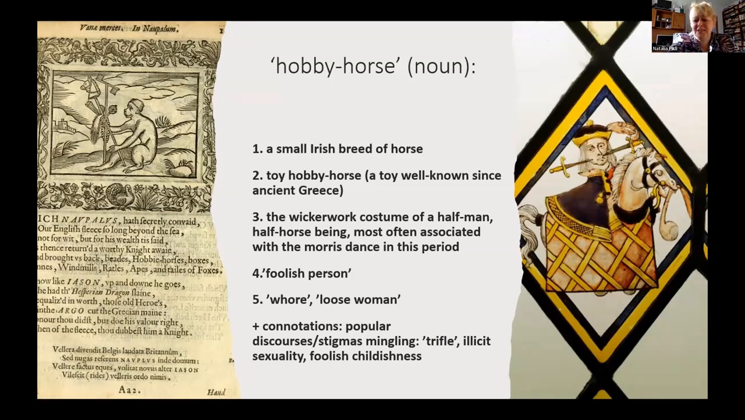And the picture that you can see to the right-hand side comes from the Batley window, one of the two contemporary depictions of the hobby horse. But it could also refer to a fool or a foolish person, or a loose woman, a prostitute, a whore. And with its connotations of a trifle or illicit sexuality or foolish childishness, it was a very, very rich word that could evoke a lot of meanings.